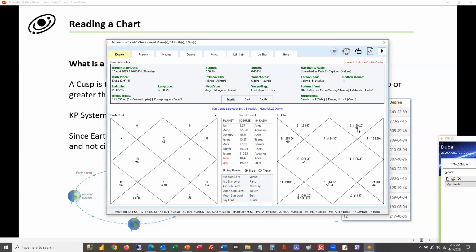So if you look at this, the 12th house begins at 168.25 and ends at 194.32. Now, as we said earlier, in KP, houses are not equal. Why they are not equal, we'll get to it. But this is the concept. Cusp simply means the starting point of a house.